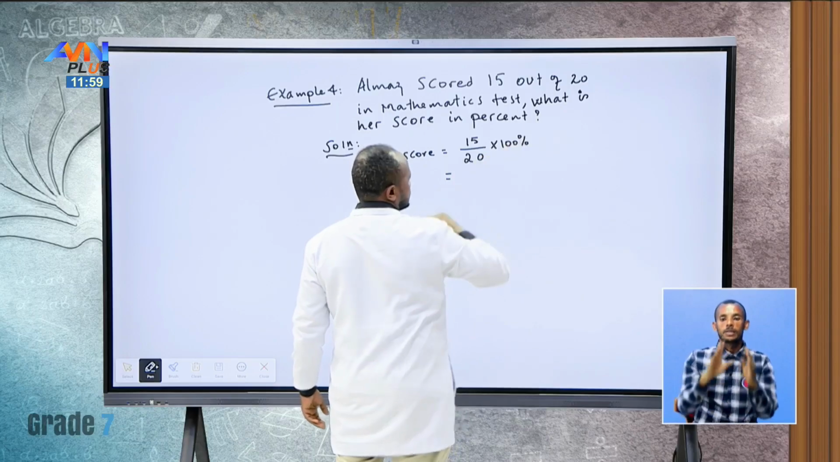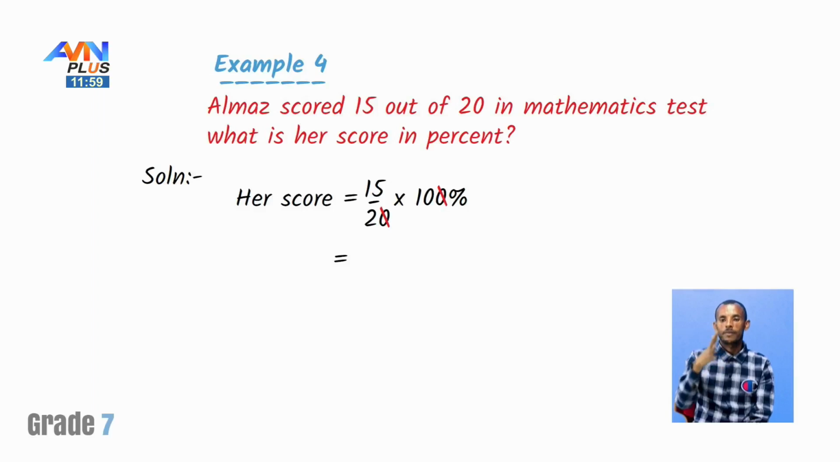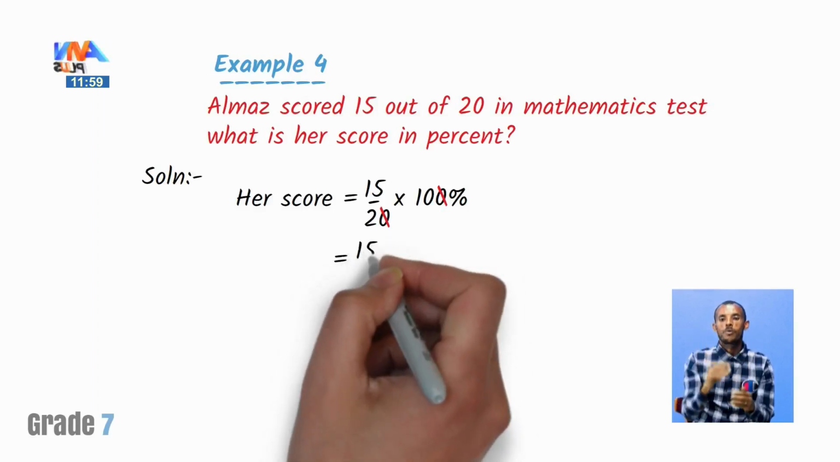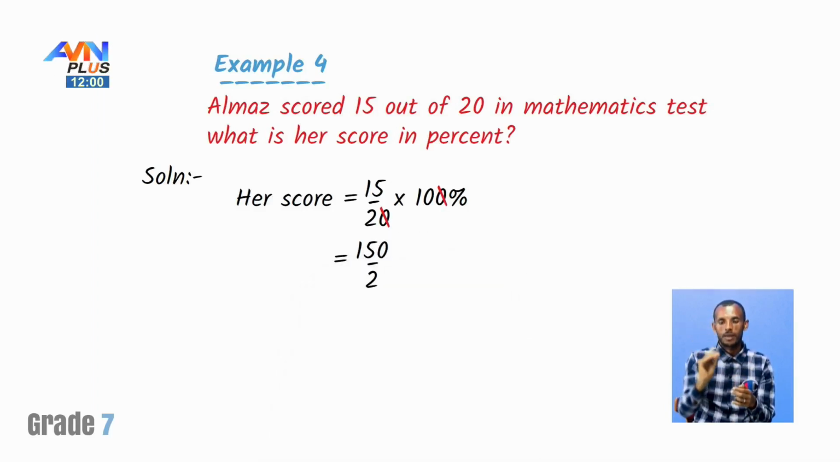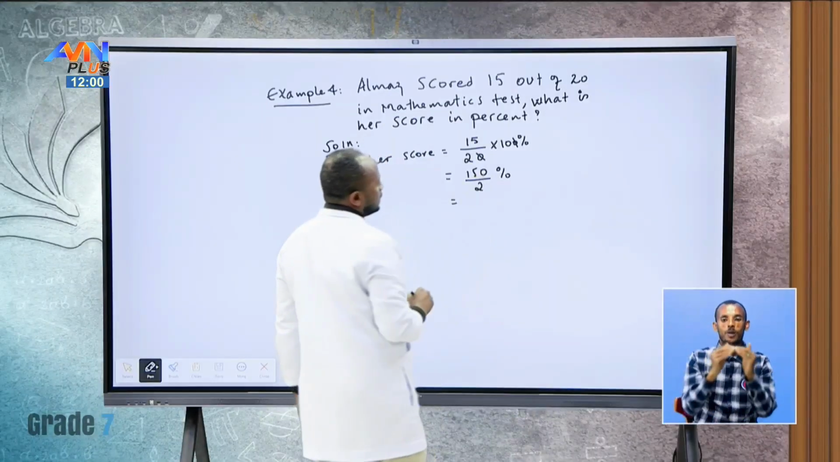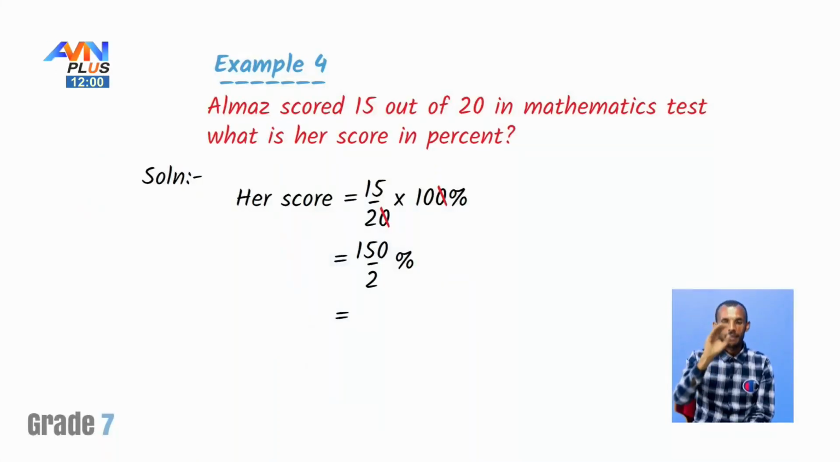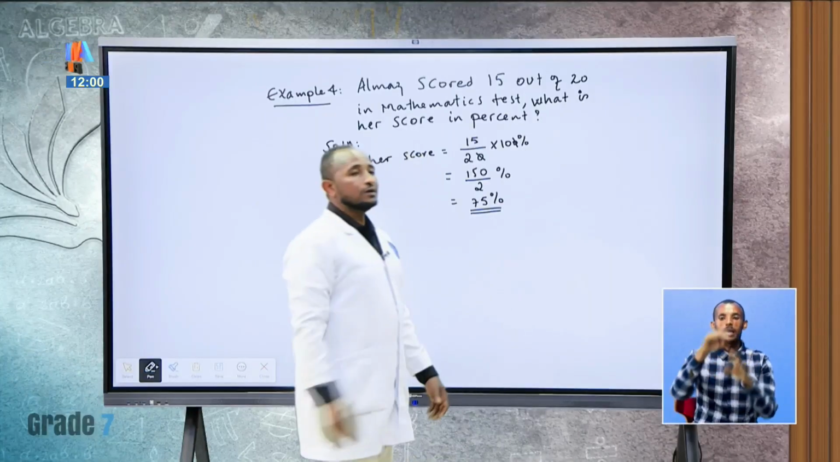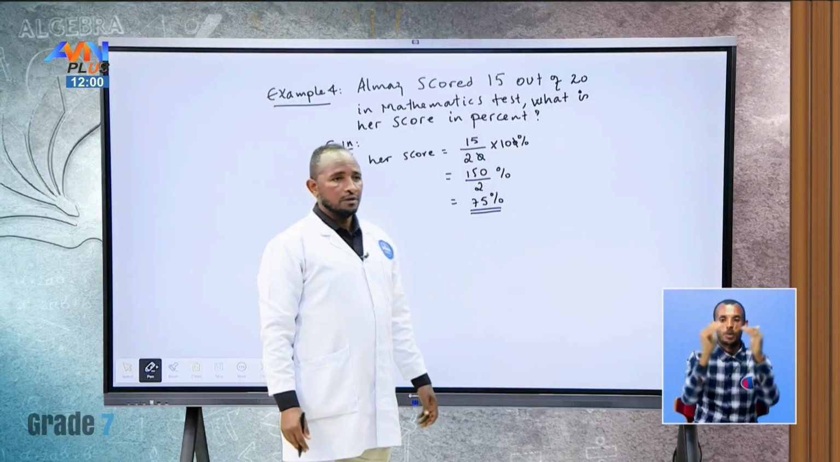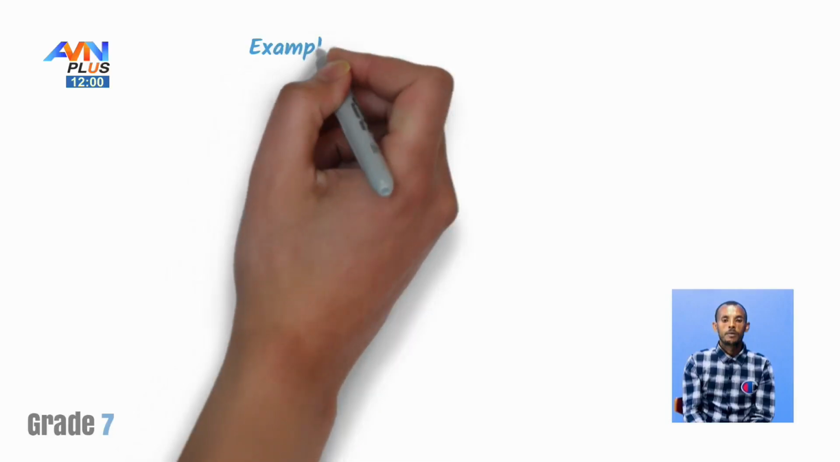So this will be equal to, let's simplify this, I can cancel 0. So you have 15 times 10 here. 15 times 10 is 150 divided by 2. There is percent here. So when you divide 150 by 2, you'll have 75. Therefore, her score in percent or out of 100 will be 75. So now let's proceed to the next example. Example 5.